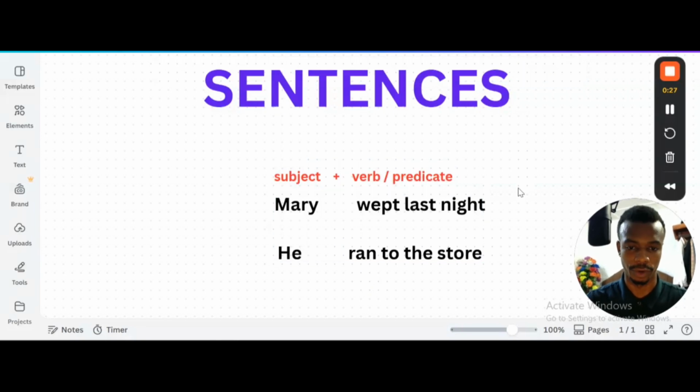Now, in review, the subject is Mary, the subject is he, the subject is the person you are speaking about. The verb is the action they took. He wept, he ran, and a subject and a verb are enough to form a simple sentence, a basic sentence. Now, a verb is also a predicate if it is the only thing in the sentence besides the subject. But if there are other things, then all those other things become the predicate.